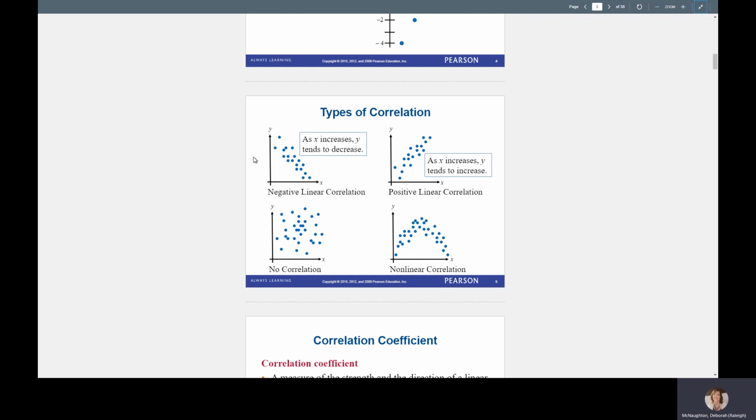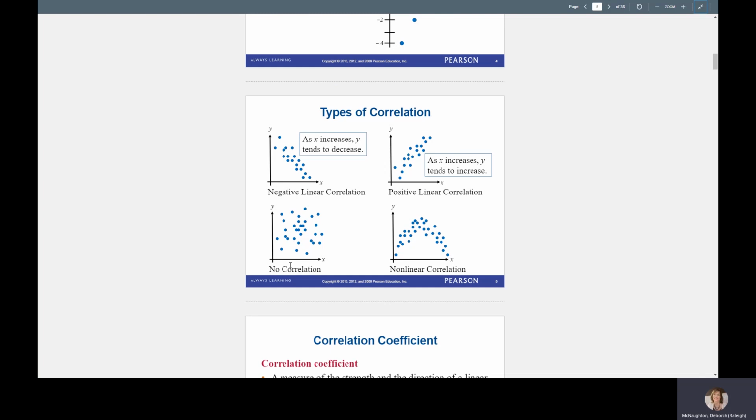The line could be more flat. If there's a linear correlation and the line has a negative slope, meaning as x increases, y decreases, then it has negative linear correlation. Even though they drew it like this, that doesn't really matter. If y increases as x increases, even if the slope were more flat or more steep, if it has a positive slope, then we would have positive linear correlation.